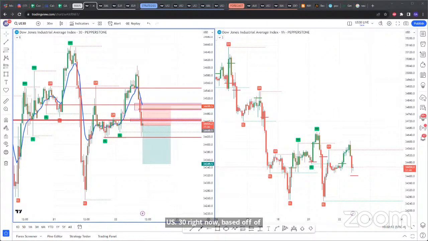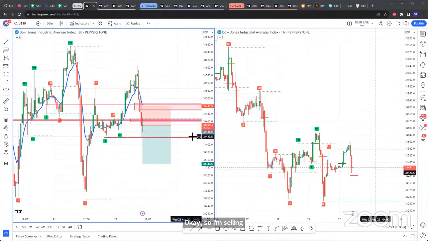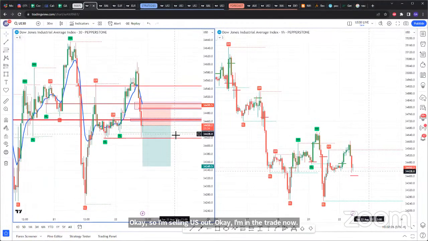my stop loss is, in this trade manager, it has to be in the thousands, 10, 1, 2, 3. Okay, so I'm selling US, okay, I'm in the trade now. So I'm currently risking 0.25%. Now, let me tell you why I did it.